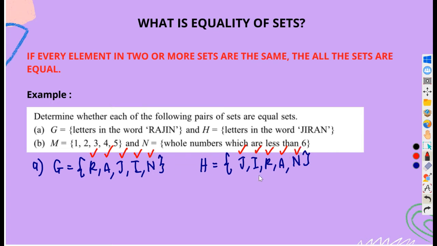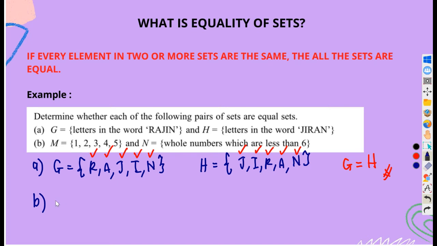So you can see that the elements inside these two sets are the same. So it means that the sets are equal. So we write set G is equal to set H. Okay, this is how you write it. Okay, so now B.